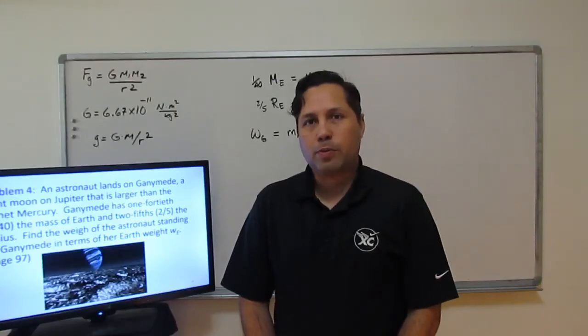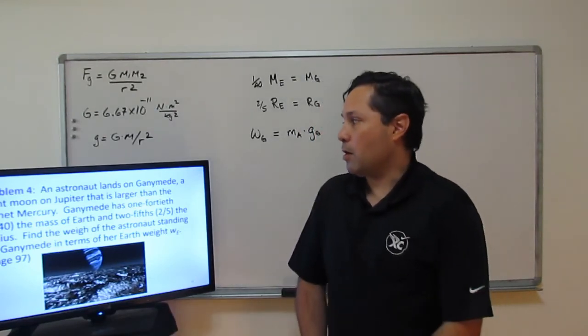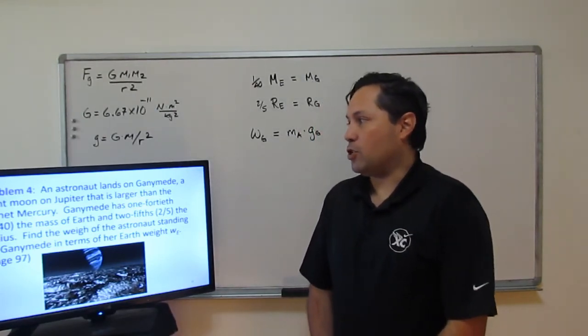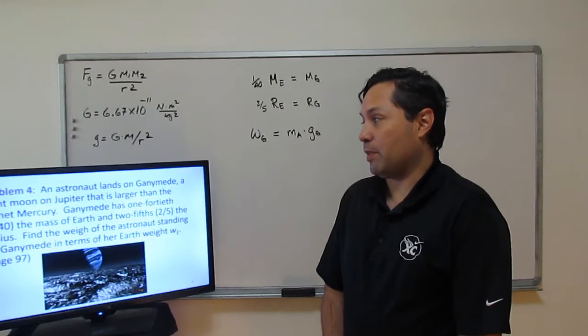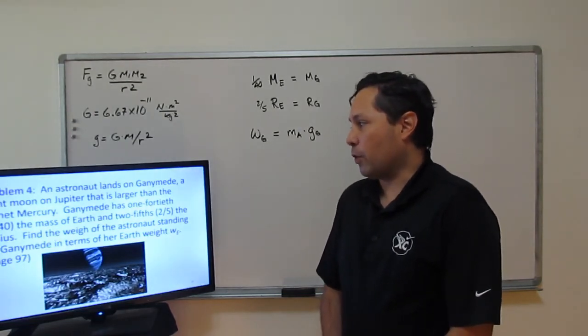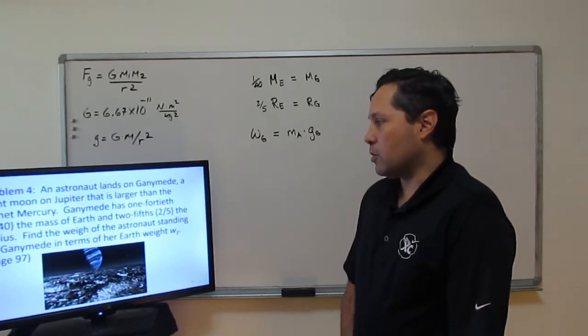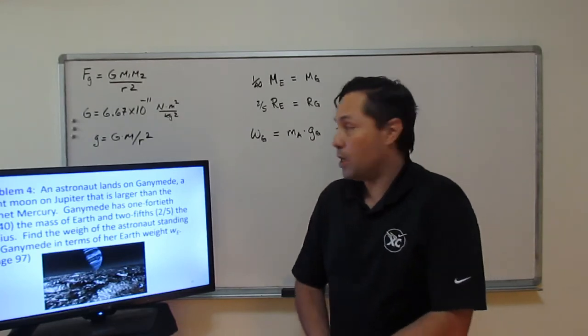Up next for us is problem number 4, and in this problem you're asked the following question. An astronaut lands on Ganymede, a giant moon of Jupiter that is larger than the planet Mercury. Ganymede has 1/40th the mass of Earth and 2/5 the radius. Find the weight of the astronaut standing on Ganymede in terms of her Earth weight, WE.